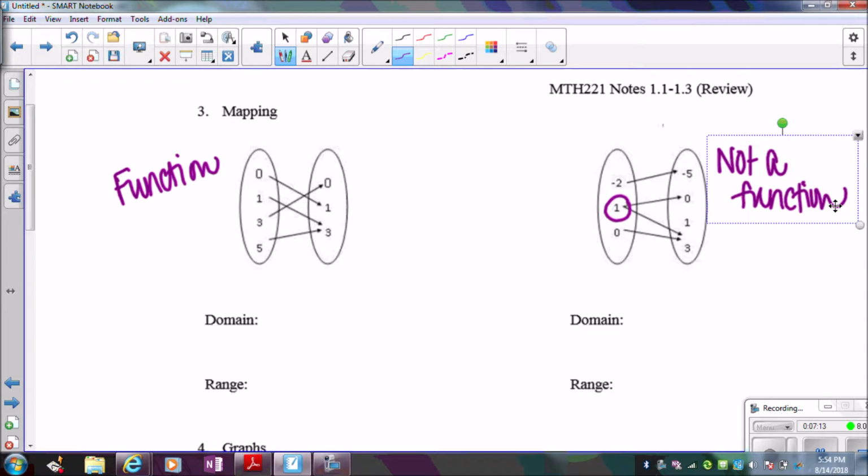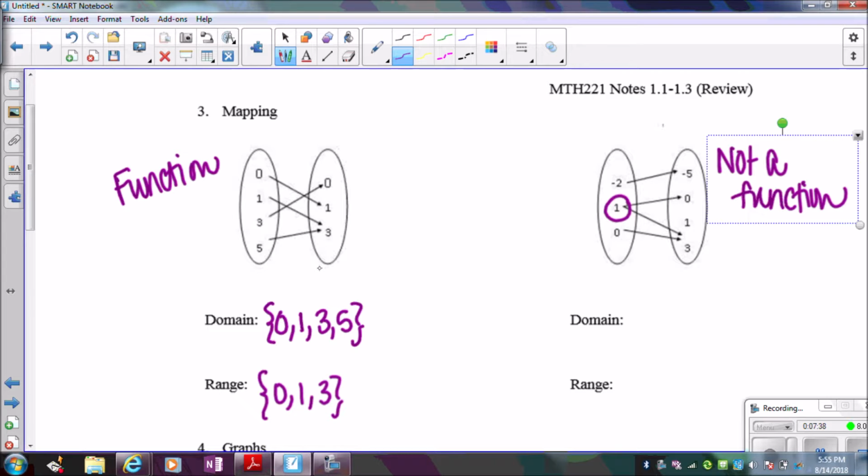And then when we go to look at our domain and range, our domain is going to be the input or the x side of this. So again, I'm just going to list those out. So 0, 1, 3, and 5. The range is going to be the y values or where all of the arrowheads are. So it's 0, 1, and 3. And notice all of these get mapped to.